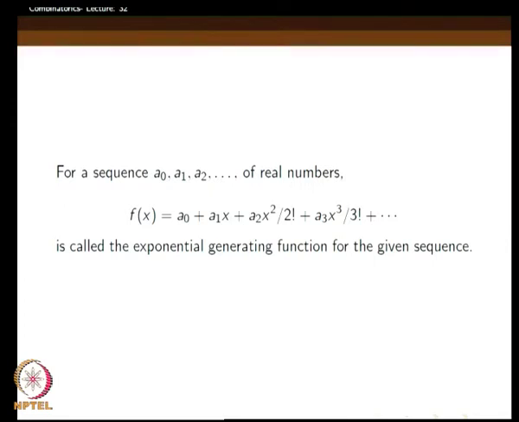So, suppose your sequence is A0, A1, A2, etc., and then we write the generating function f of x equal to A0 plus A1 times x plus A2 times x square by 2 factorial plus A3 times x cube by 3 factorial and so on, and this generating function is called the exponential generating function for the given sequence.